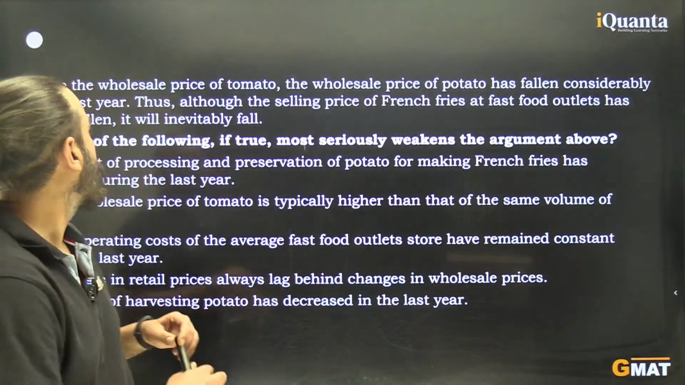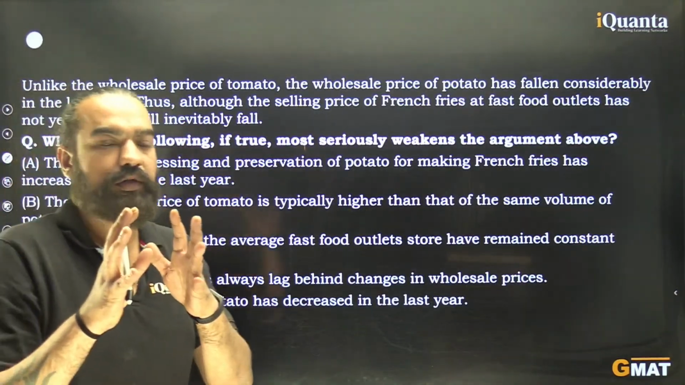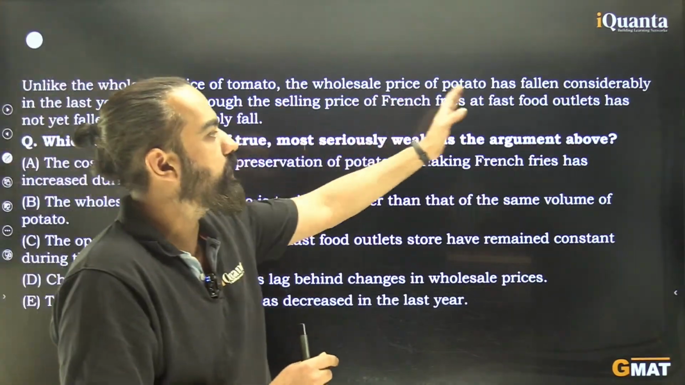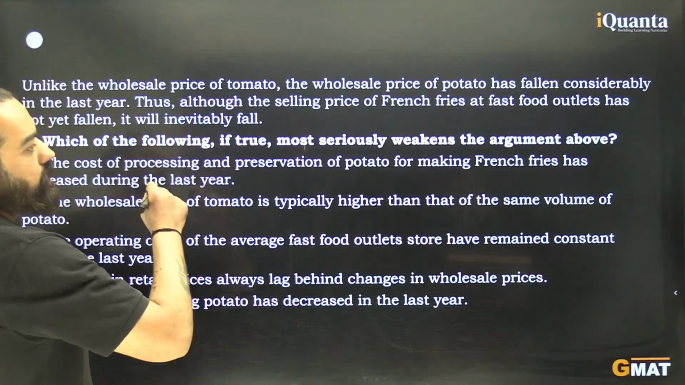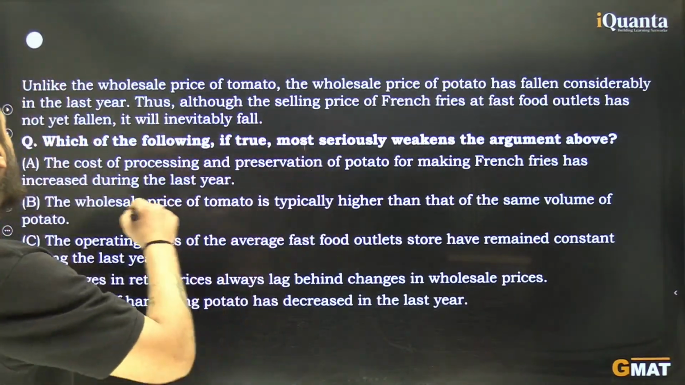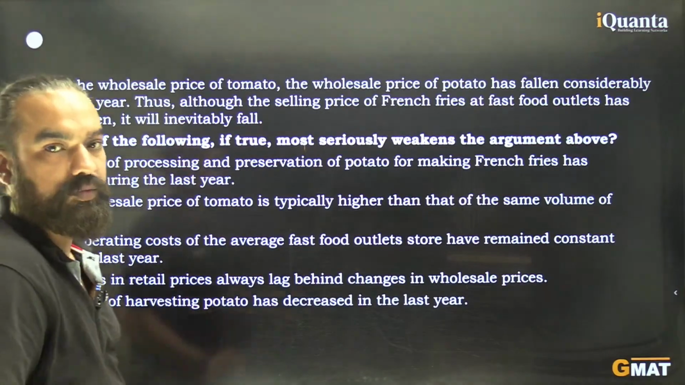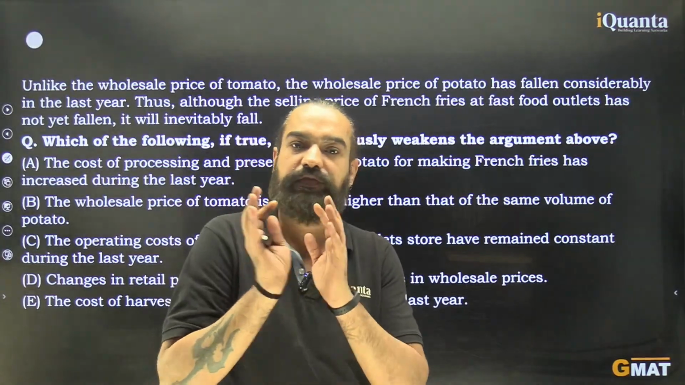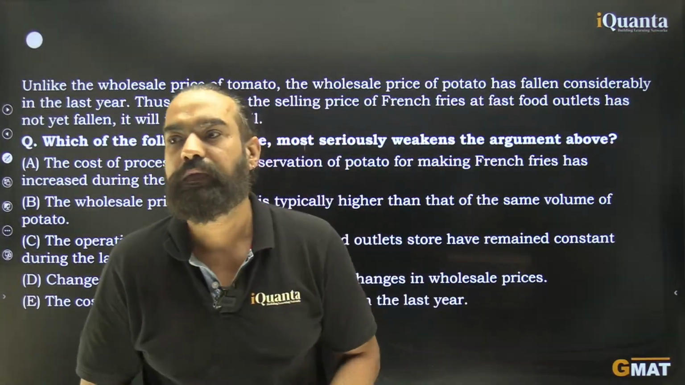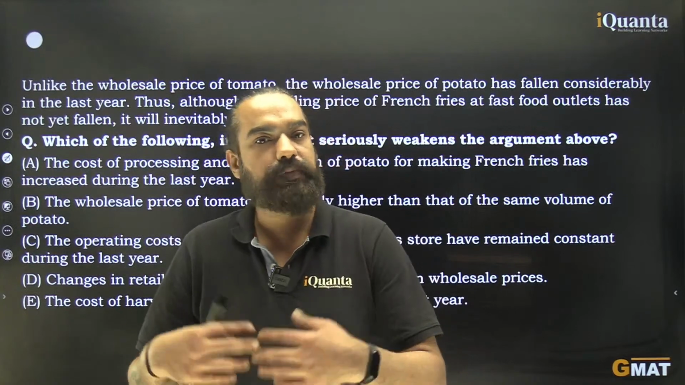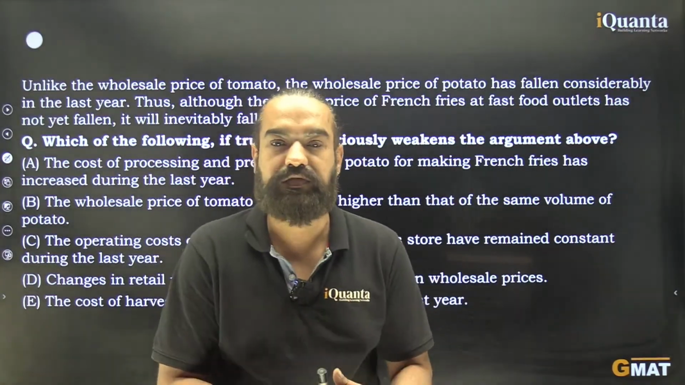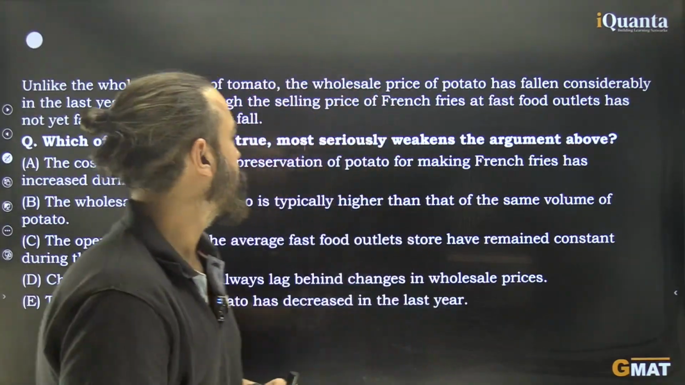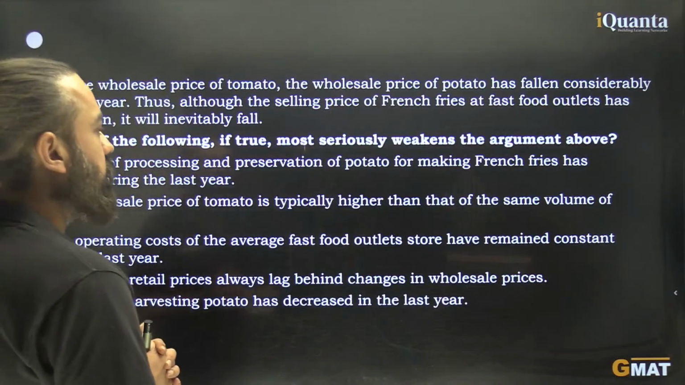So what we're saying is, the wholesale price of potato has fallen considerably. Thus, the selling price of French fries at fast food outlets has not fallen, it will inevitably fall. So we're saying, because of the fall in price of potato, the price of French fries would also fall. It's like saying that because cotton has become less expensive, t-shirts will also become less expensive. I think you already see what the inherent flaw here is. Which of the following, if true, most seriously weakens the argument?